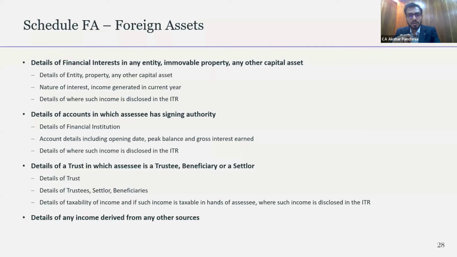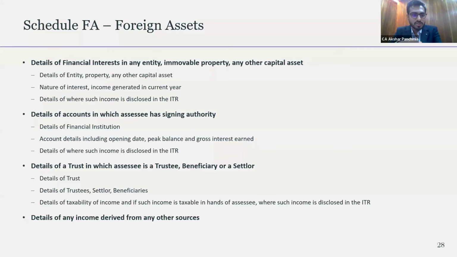What is peculiar is, in this case, any other capital asset covers a broad spectrum which is not covered already. But at the same time, you have to mention where. Okay, I'll come to that later.